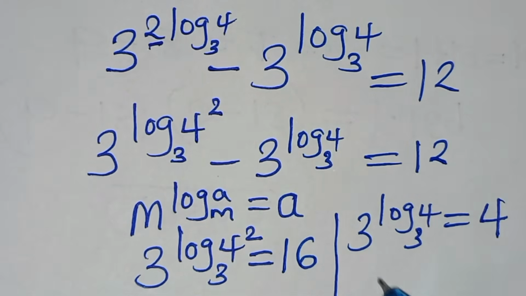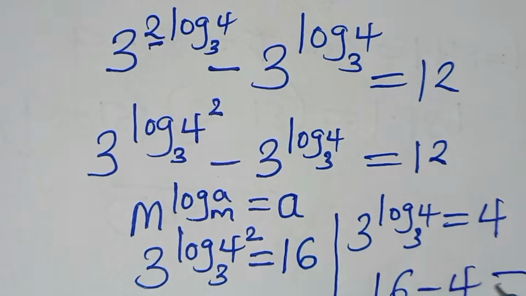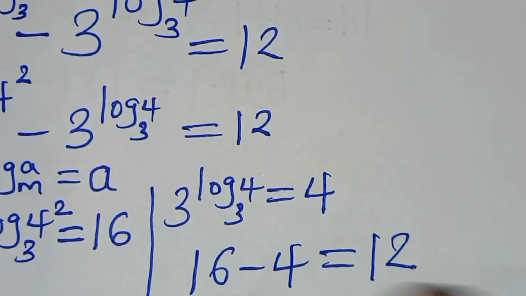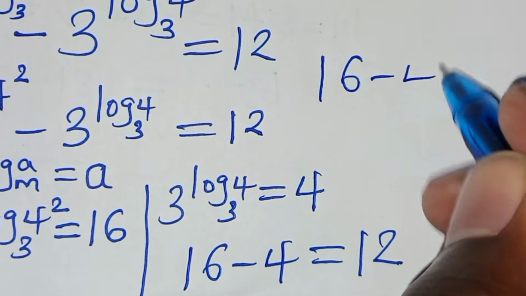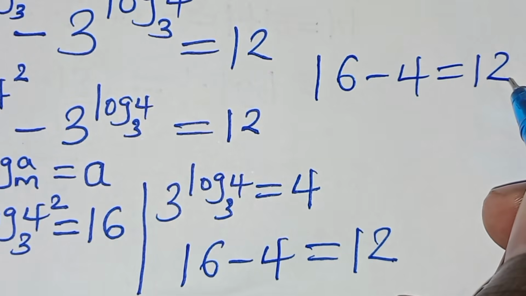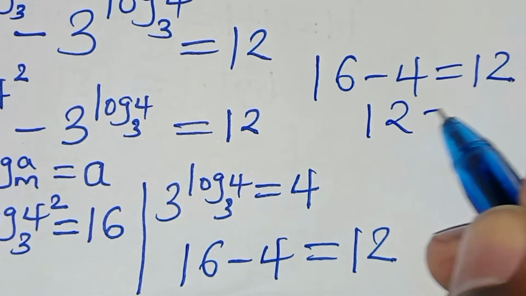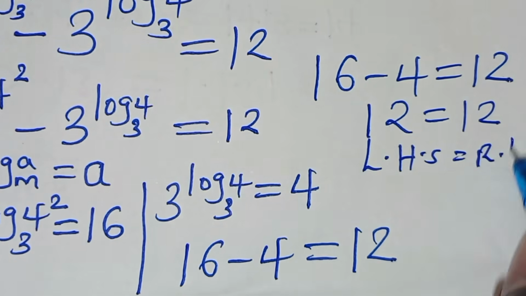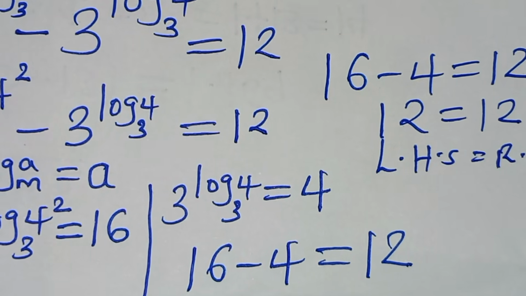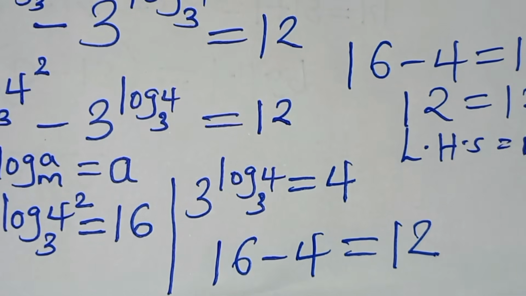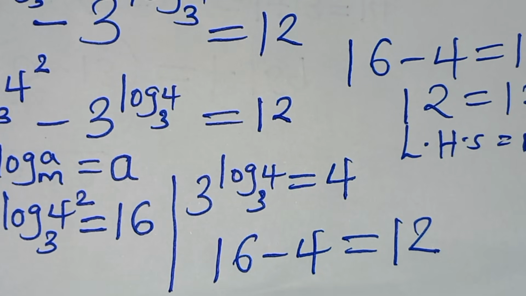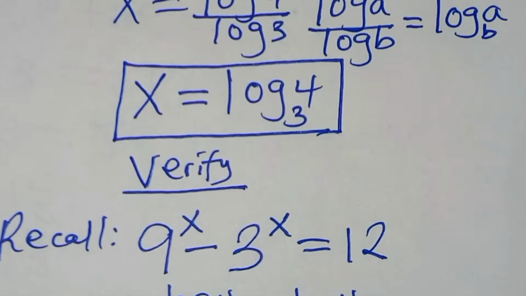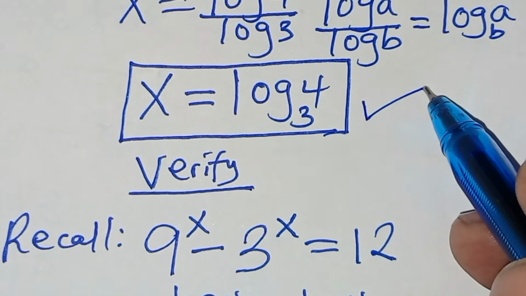So here we'll have 16 minus 4. This is supposed to give us a value of 12. So 16 minus 4 is 12, which is equal to 12. So the left hand side is equal to the right hand side. And therefore, this implies that the value of x, which is log 4 to base 3, actually satisfies the equation.